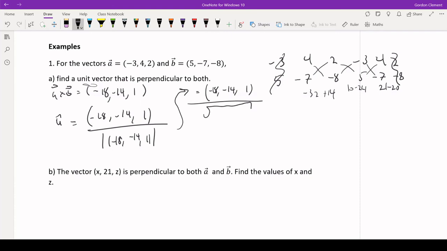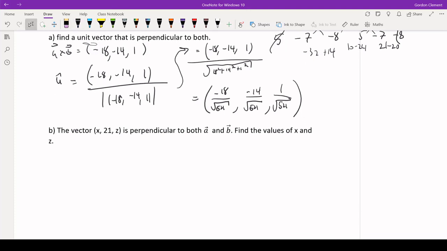And its size is going to be the square root of 18 squared plus 14 squared plus 1 squared. Again, don't have to worry about the negatives there. Which is the root of 521. So I can write this as negative 18 over root 521, negative 14 over root 521, and 1 over root 521, which would be a vector that is 1 long and perpendicular to both. So that's going to hit both things.